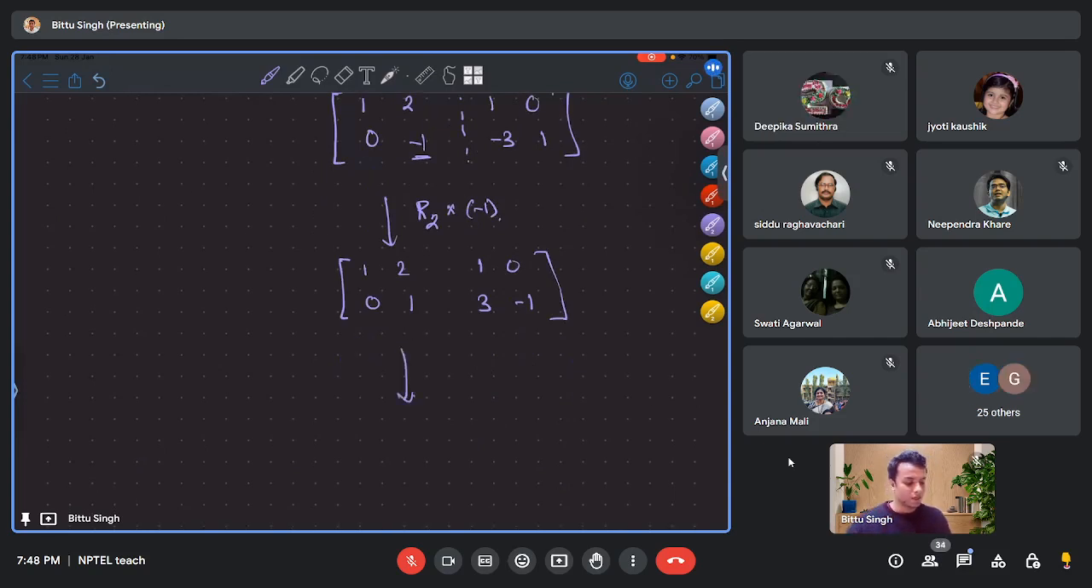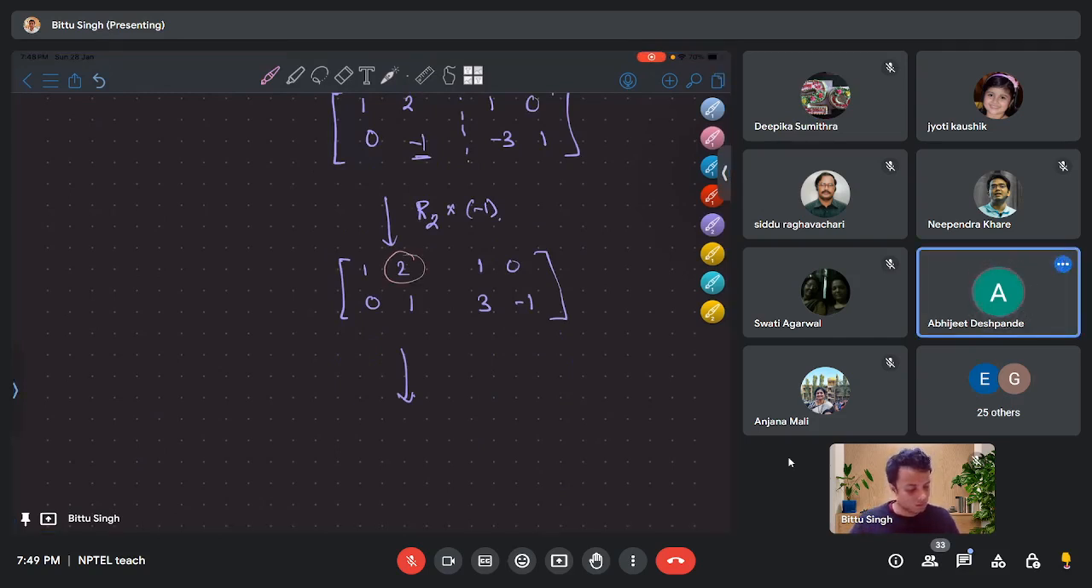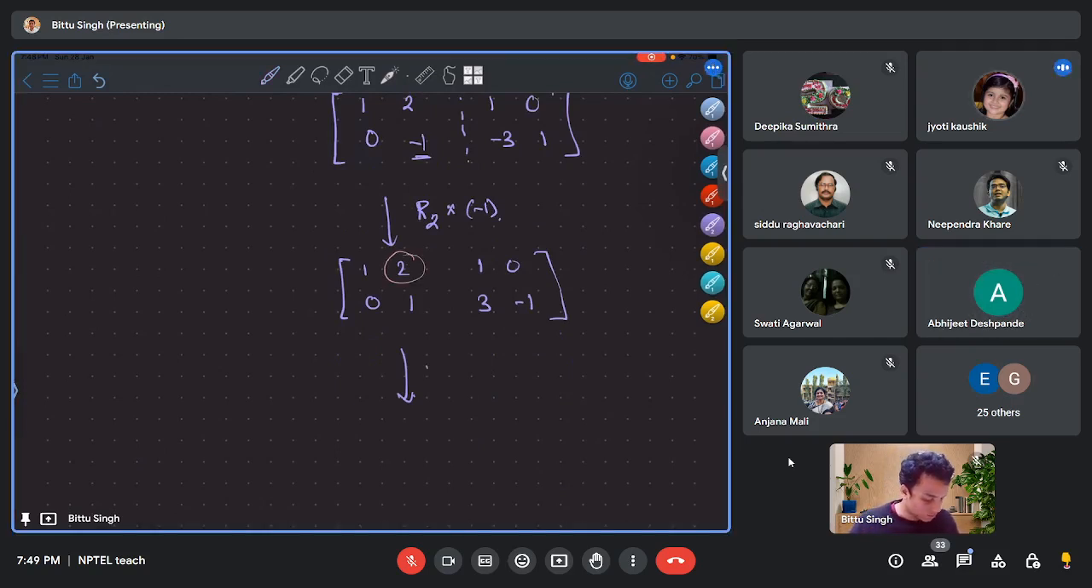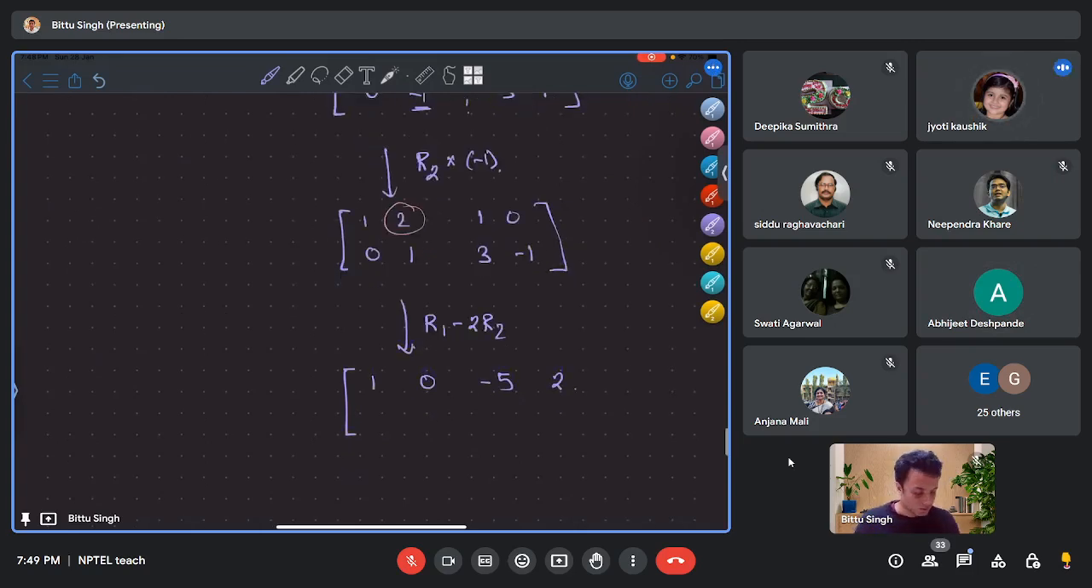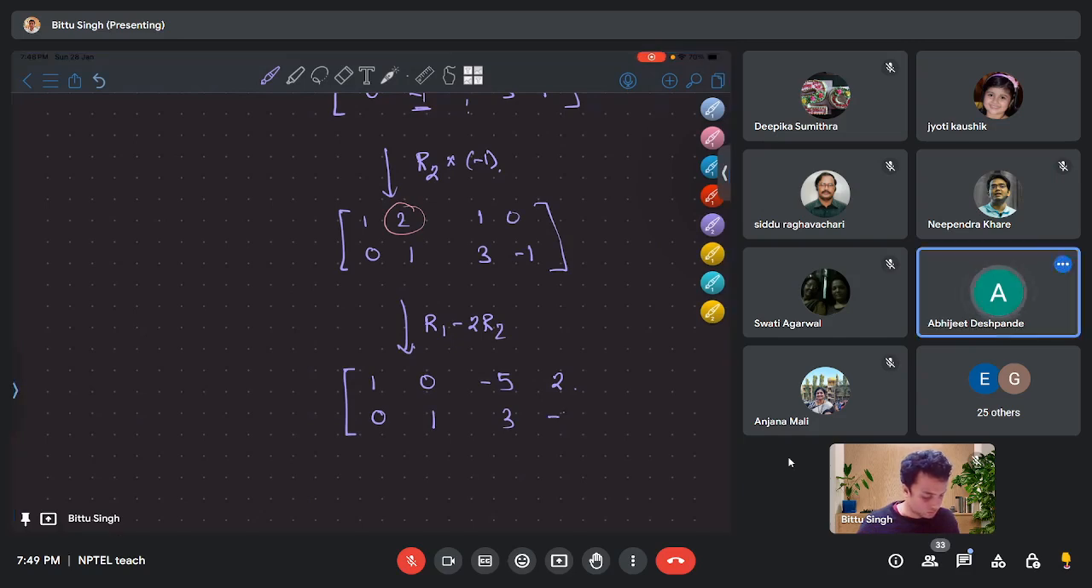And now again we need to cancel this thing. R1 minus 2 R2. Yes, exactly. So R1 minus 2 R2 will give 1, 0, and 1 minus 6, which is minus 5, and 2. Okay, great. And this thing is the same as 0, 1, 3, minus 1. Okay.